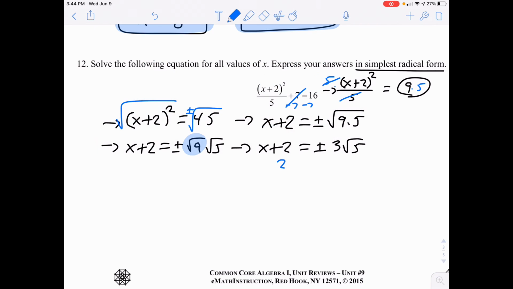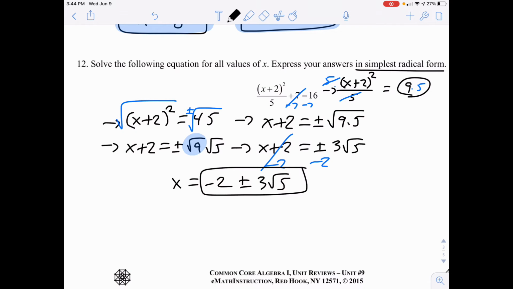Last step, let's go ahead and subtract the 2 from both sides. And we get x is equal to negative 2 plus or minus 3 radical 5. Those are our two solutions, or our two zeros, or our two values of x.